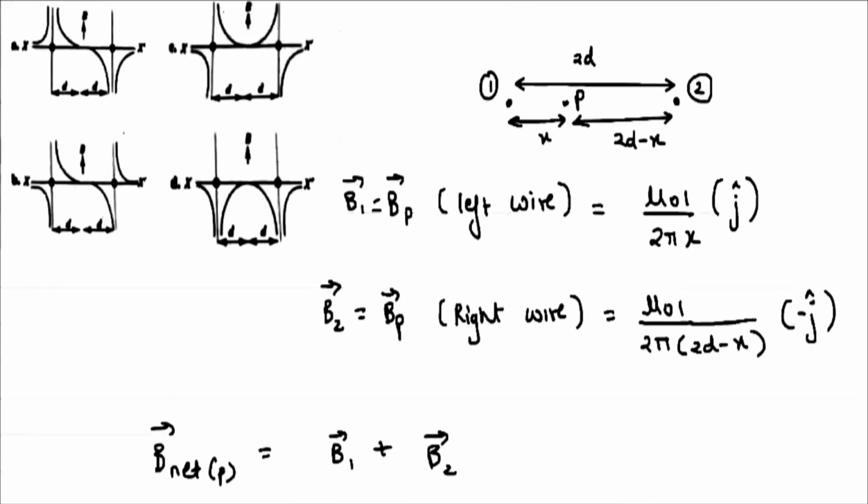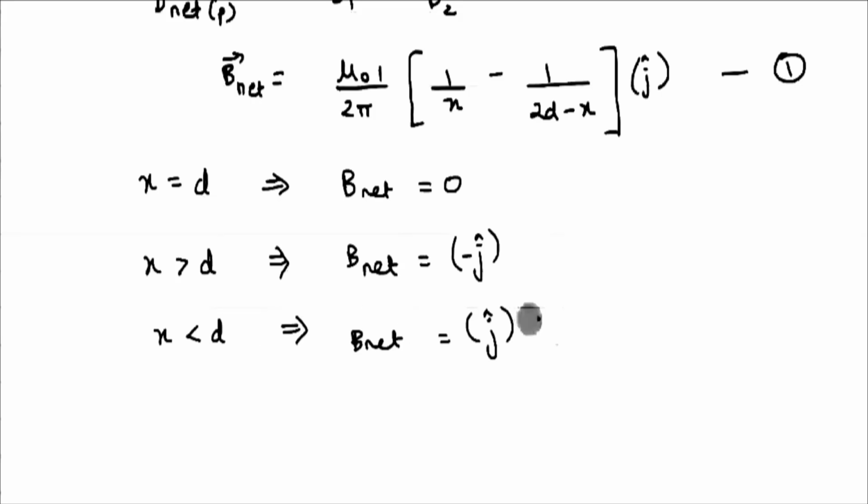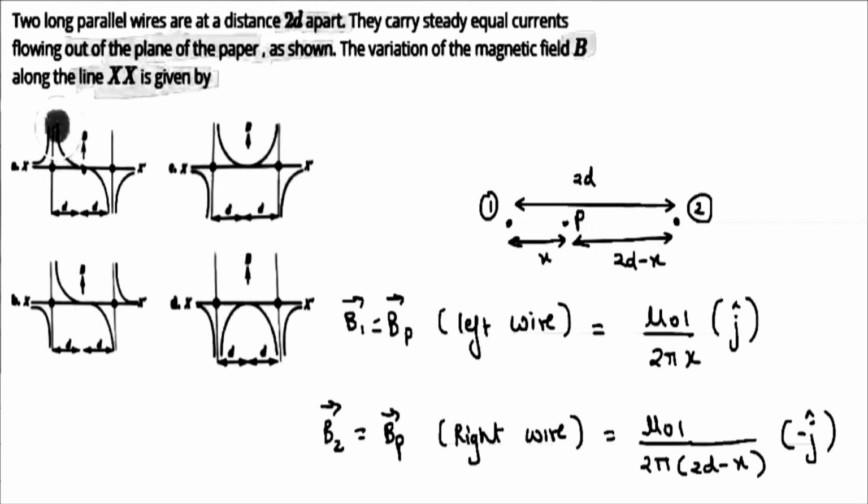For the first option, let's check. As we have seen, at x equals d, the magnetic field value is 0, and it is true. For x less than d, the magnetic field is along the positive y-axis. As we can see here, yes, it is along the positive y-axis, and for x greater than d, it is along the negative y-axis. Yes, so the middle part of the diagram is correct.